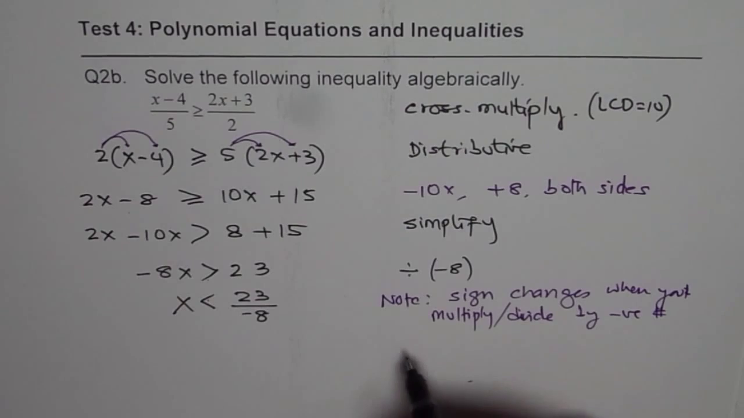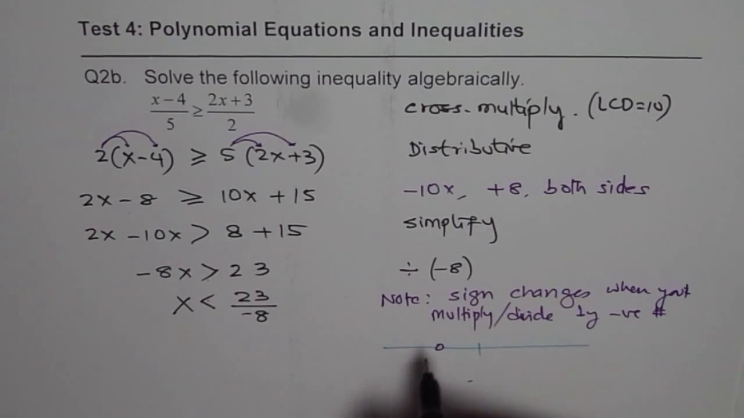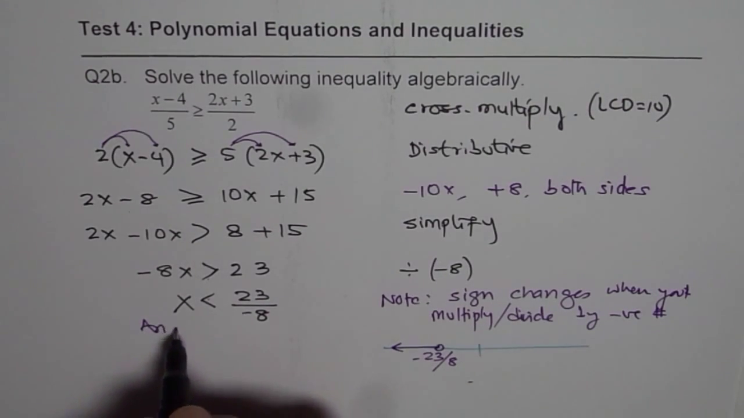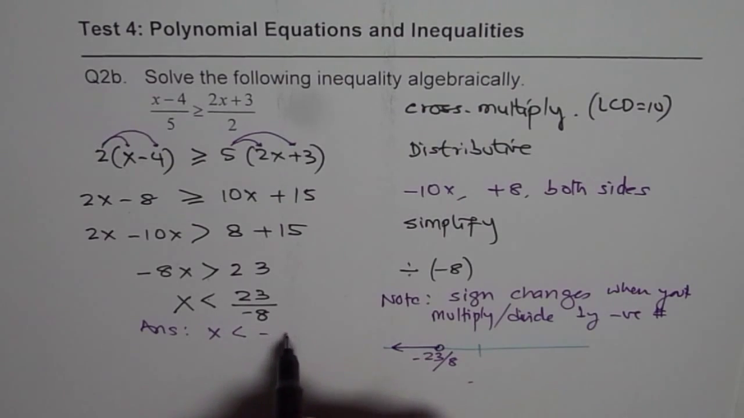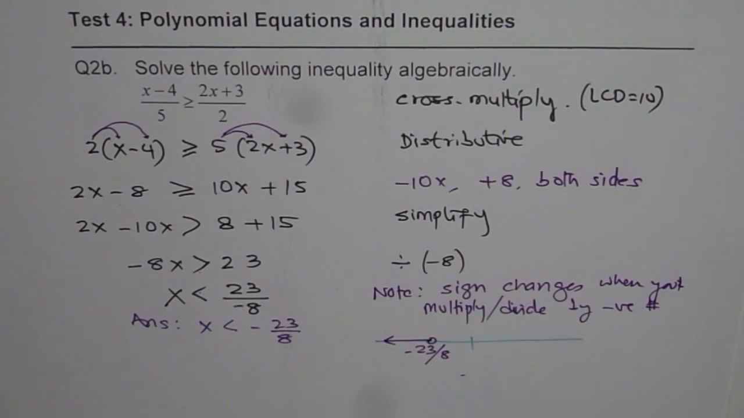You can represent the solution on a number line. Let's say this is your number line. Then this is a negative number, so the solution is on the left side, right? So x is less than, 23 over 8 with a minus sign. So that is the answer. We can write down the answer as x is less than or equal to minus 23 over 8. So that is how we are going to solve it. I hope it's absolutely clear. Thank you.